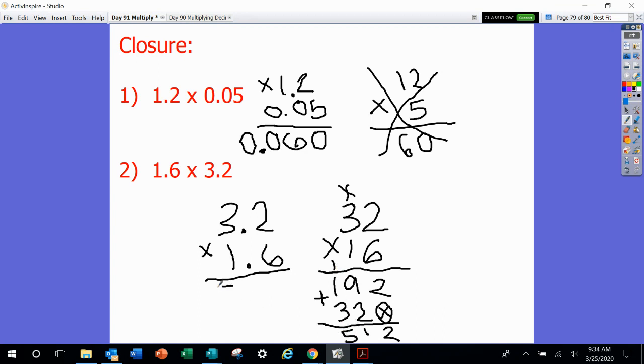So now I have 512 as digits to work with. I have a total of 2 numbers behind the decimal point in my problem. So I'm going to have 2 numbers behind the decimal point in my answer. My product should be 5 and 12/100.